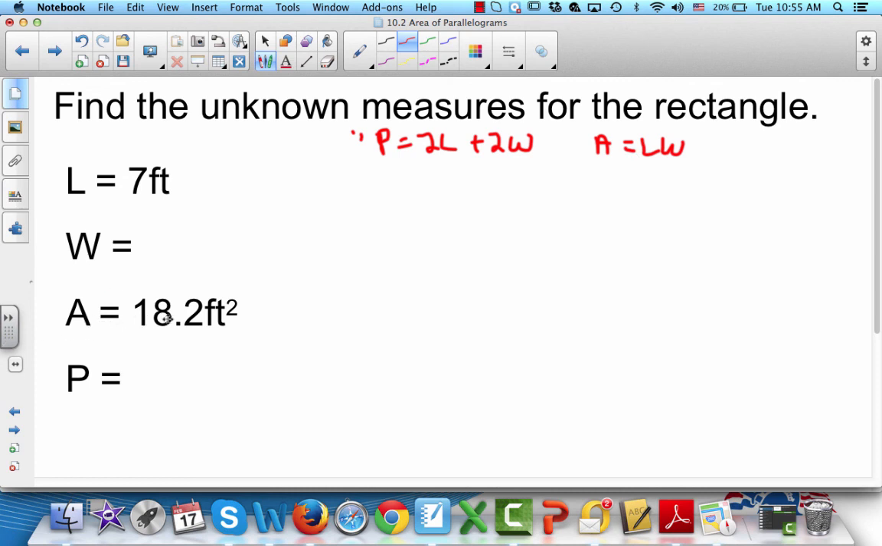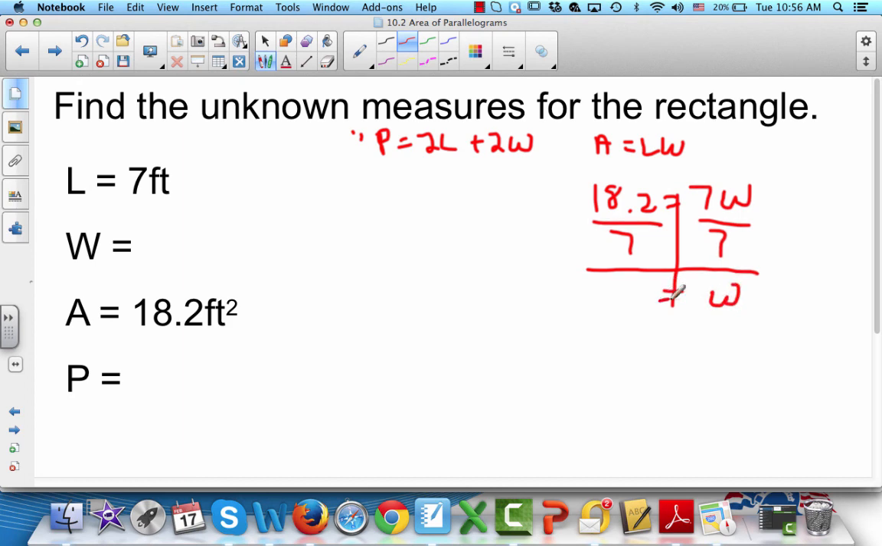All right, what do you know? You know the area is 18.2, so we come over here and we put 18.2 equals, you know the length, you don't know the width. So the length is 7, and you don't know the width. So all you got to do now is divide by 7 on both sides. And that gives you W, the width, equals 2.6. So we come over here and we put 2.6 feet here.